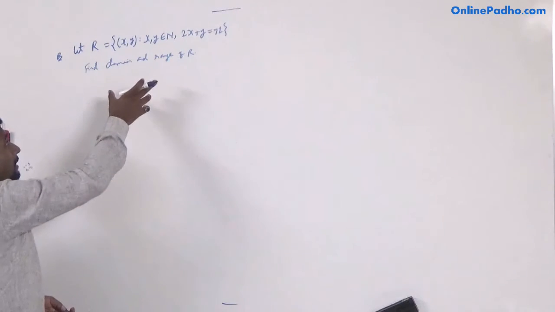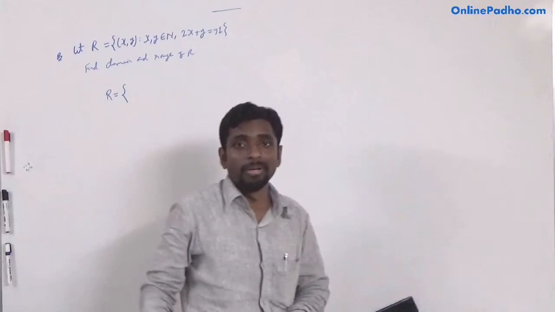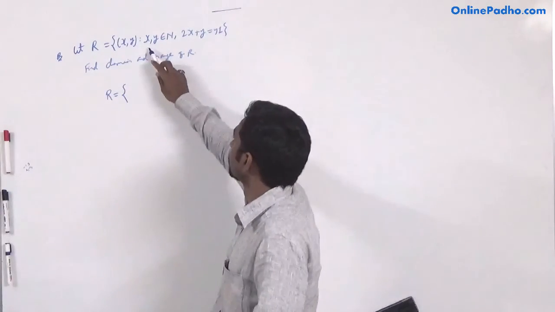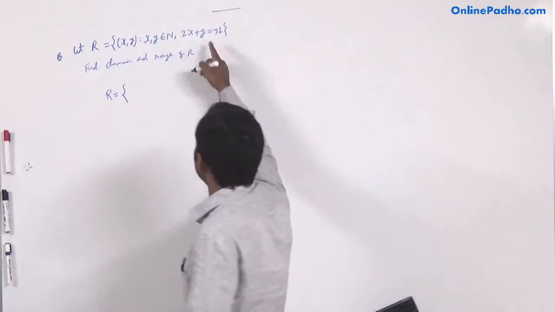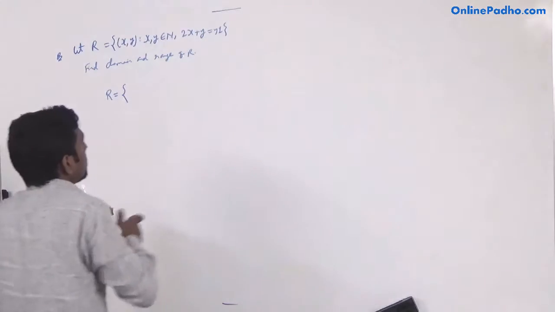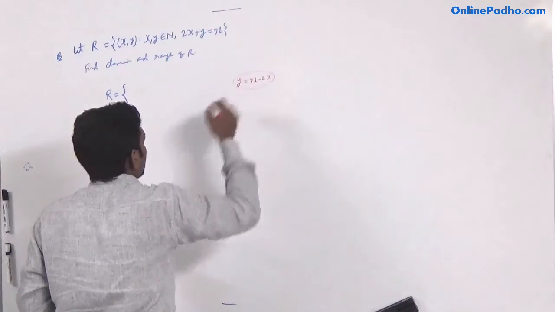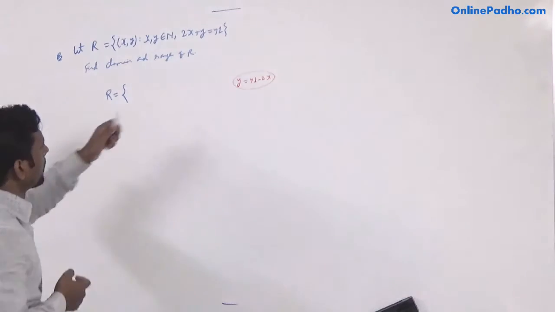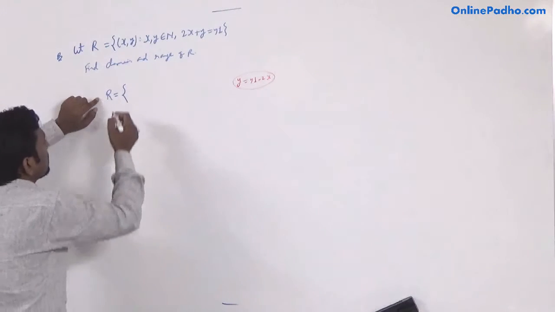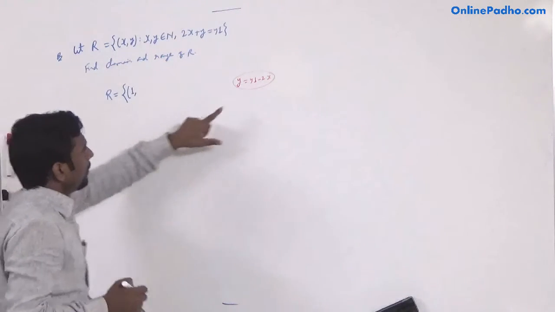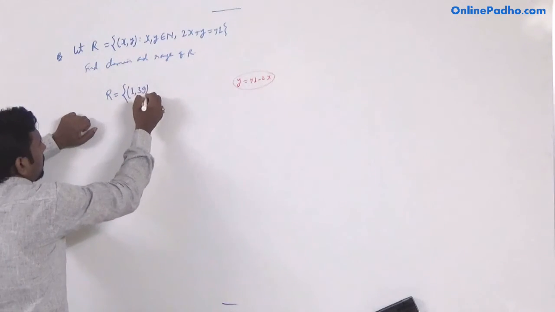So we have to write this relation in the roster form. This is set builder form only. Now x, y belong to the natural numbers, and the relation was 2x plus y equal to 41. So we can say that y equal to 41 minus 2x, right? If you consider x is 1, you put 1 here, so 41 minus 2 is what? 39.